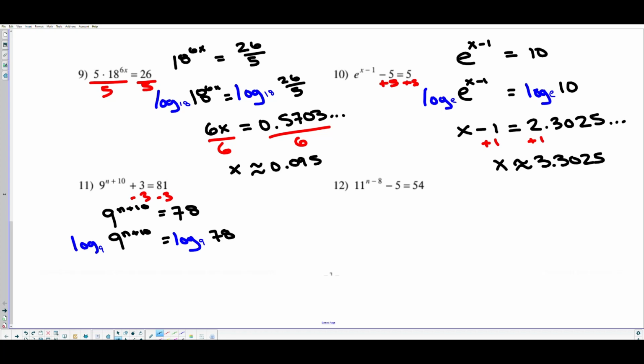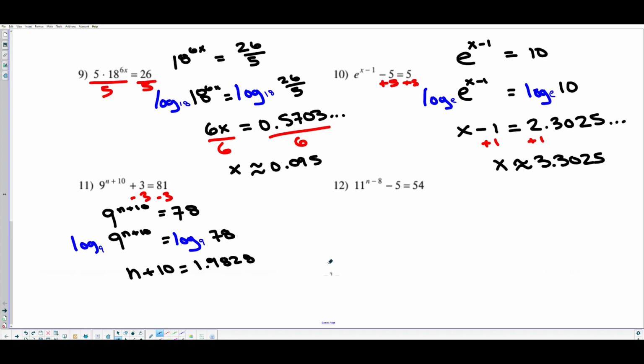Okay, left hand side is going to leave me with n plus 10 equals, and then this part right here, since I don't have a base 9 on my calculator, I'm going to have to do a change of base, so I'm going to go log base 10 of 78 divided by log base 10 of 9. And that gets me about 1.9828.